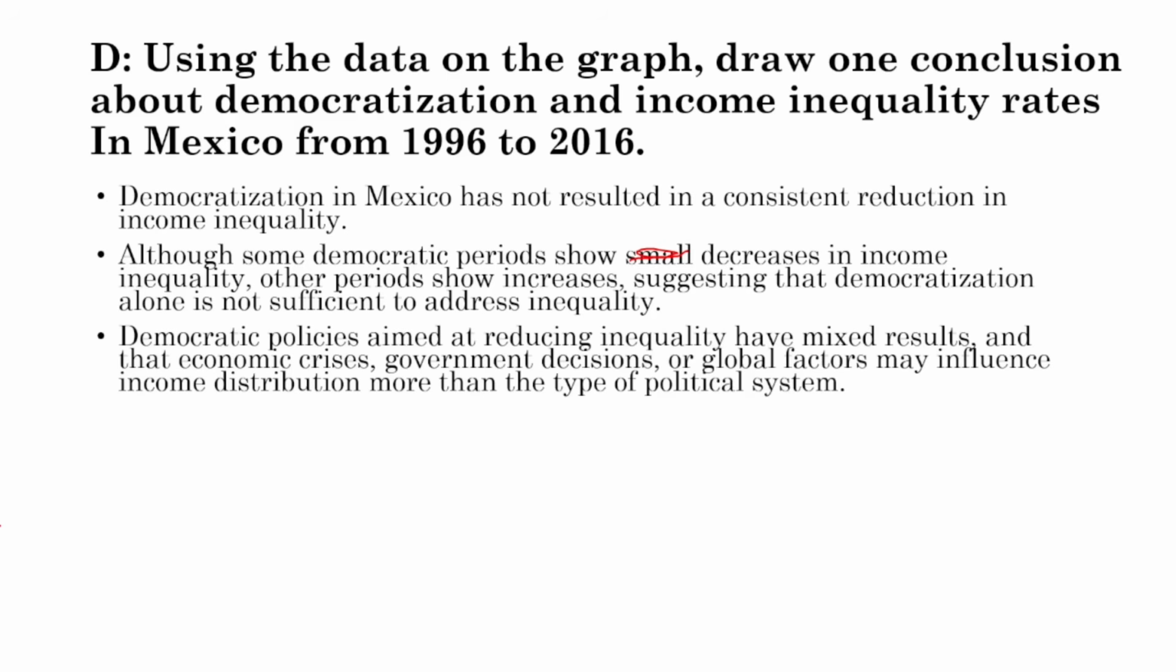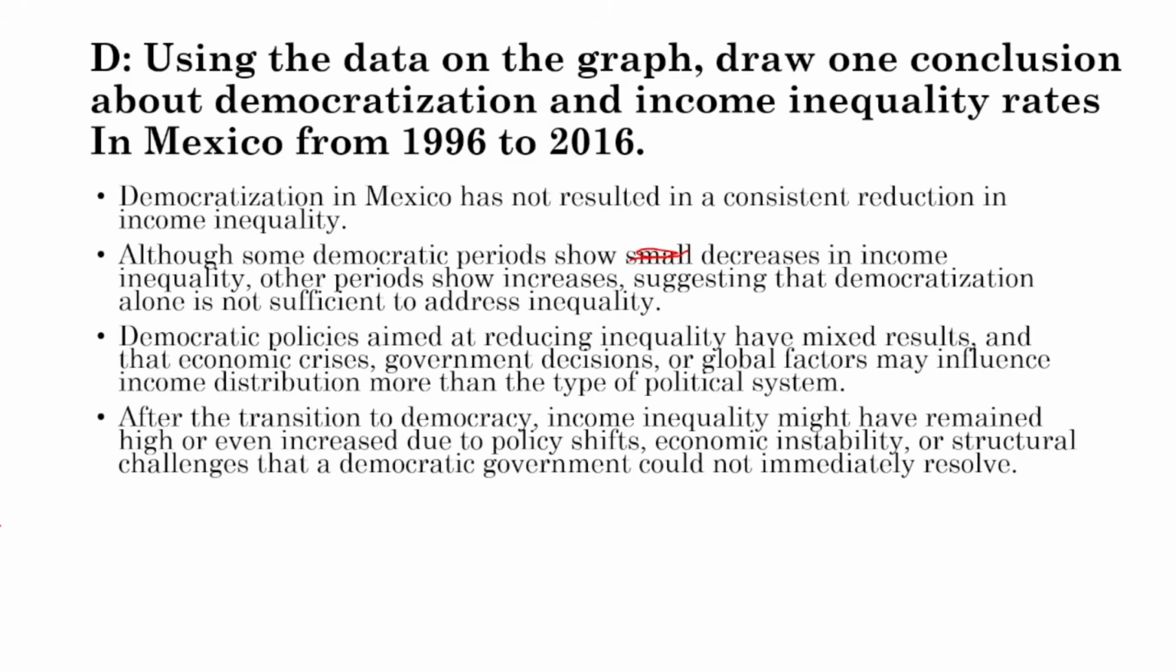Another one: democratic policies aimed at reducing inequality have mixed results, as we've seen some instances of inequality decreasing, some increasing. We can see that there are a lot of economic factors, global factors that can influence income distribution that are more influential than the political system. After the transition to democracy, income inequality might have remained high or even increased due to policy shifts, economic instability, or structural challenges that democratic governments could not immediately resolve. Doesn't mean they won't resolve them in the future, but there are probably inconsistencies and instabilities left over from the authoritarian government that the democratic government has to fix or work with.